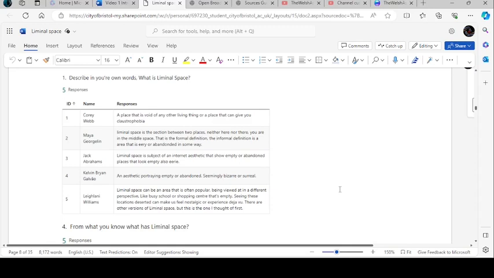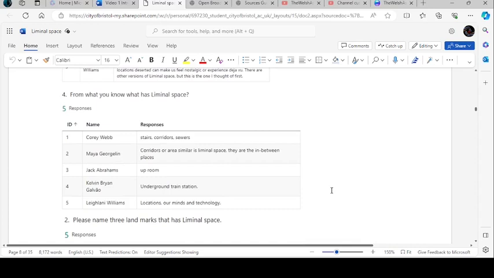Person 5: liminal space can be an area that is often popular, being viewed from a different perspective, like busy schools or shopping centres that are empty. Seeing these locations deserted can make us feel nostalgic or experience deja vu. There are other versions of liminal space, but this is the one I thought of first.